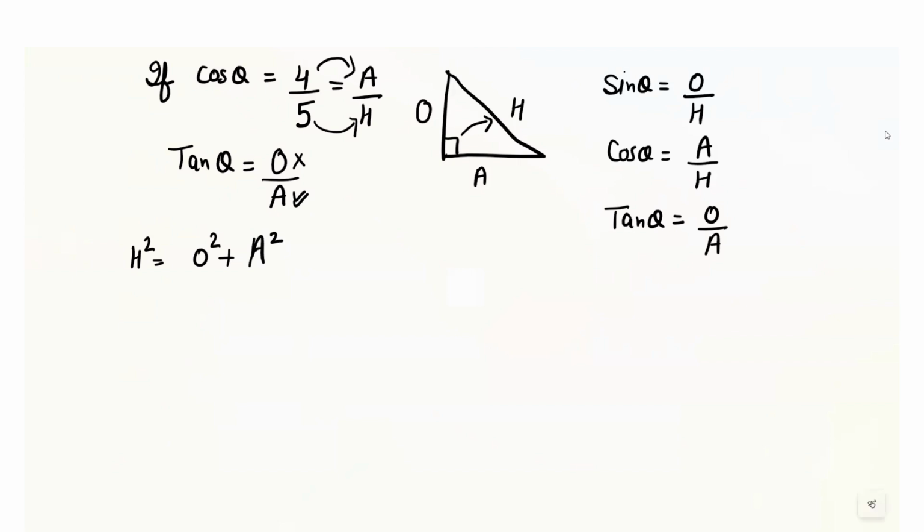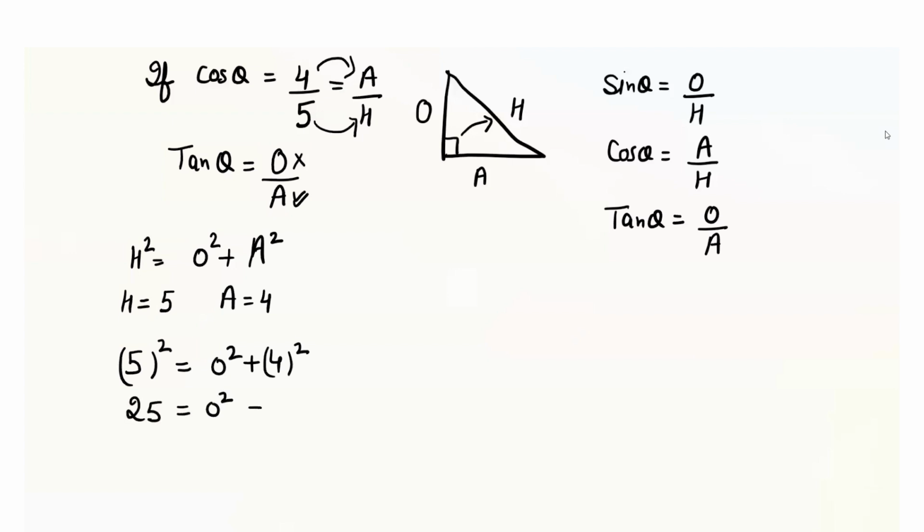So the value of H is already equal to 5. The value for A is 4. We will put it in the formula. 5 square is equal to O square plus 4 square. This will be 25 is equal to O square plus 16. O square will be equal to 25 minus 16. That means O square is equal to 9 and the value of O will be equal to square root of 9, which is equal to 3.